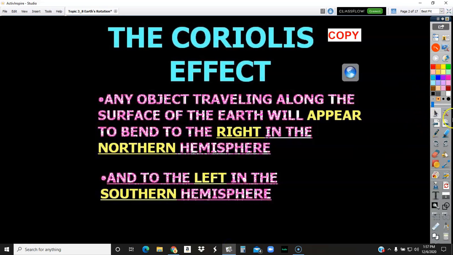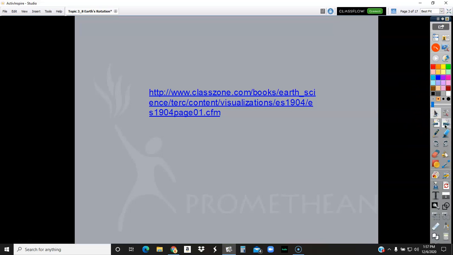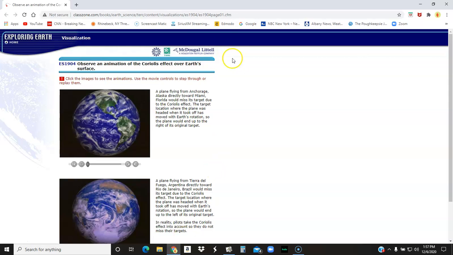Okay. So it does deflect certain things. Let me show you this animation here. All right, so if you look at this top picture here, let's say you have a plane. A plane's going to fly from Anchorage, Alaska, which would be way up here. It's going to fly toward Florida, which is down here.